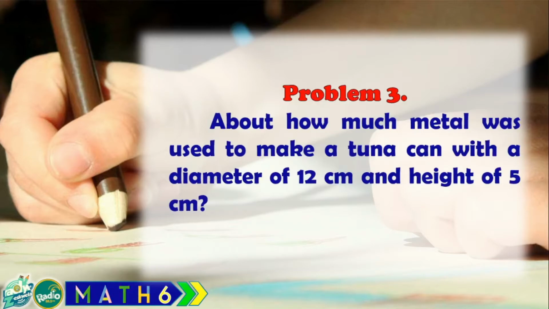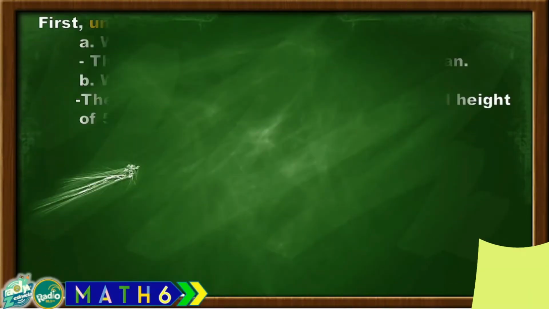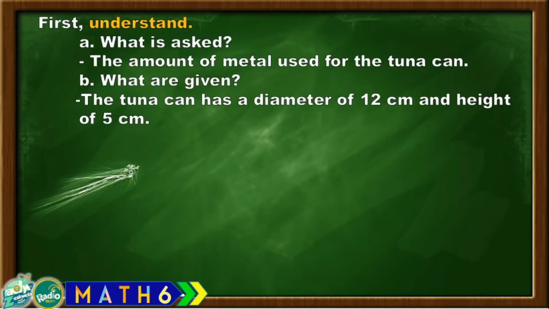For our next problem, problem number 3: about how much metal was used to make a tuna can with a diameter of 12 cm and a height of 5 cm? Again, about how much metal was used to make a tuna can with a diameter of 12 cm and a height of 5 cm? Now let's understand the problem. What is asked? Correct. The amount of metal used for the tuna can. And what are the given facts in the problem? Yes, the tuna can has a diameter of 12 cm and a height of 5 cm.